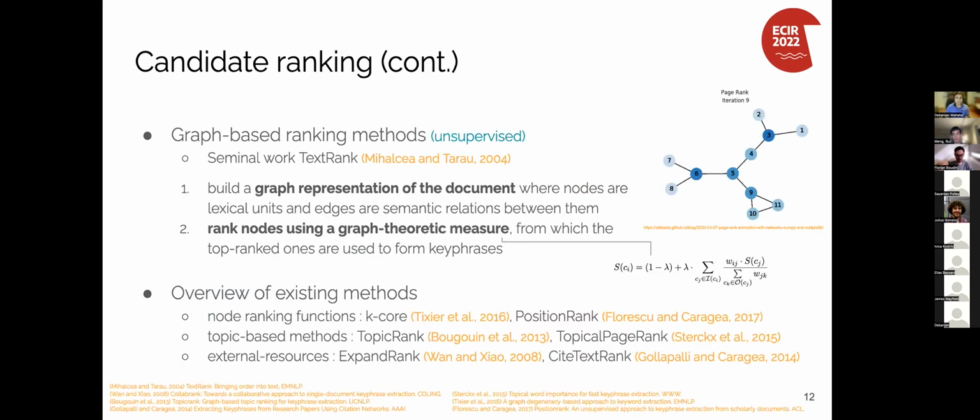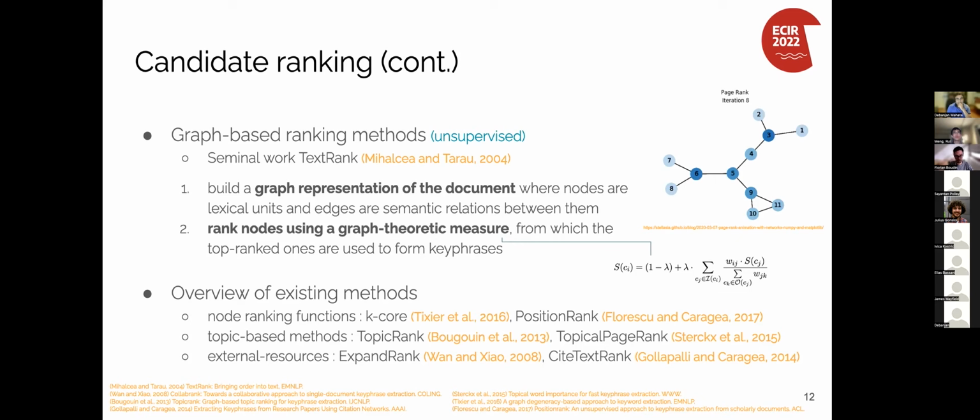Another family of unsupervised methods that has perhaps received the most attention from the community is graph-based ranking methods. Graph-based methods for key phrase extraction were introduced in the seminal work of TextRank by Mihalcea and Tarau, and involve two steps. First, a graph representation of a document is constructed in which nodes are the lexical units we want to rank, that is words or phrases, and edges represent the semantic relations between them. These relations can be as simple as the number of co-occurrences within a fixed window of words, or more semantically grounded, such as the distance between the phrase embeddings.